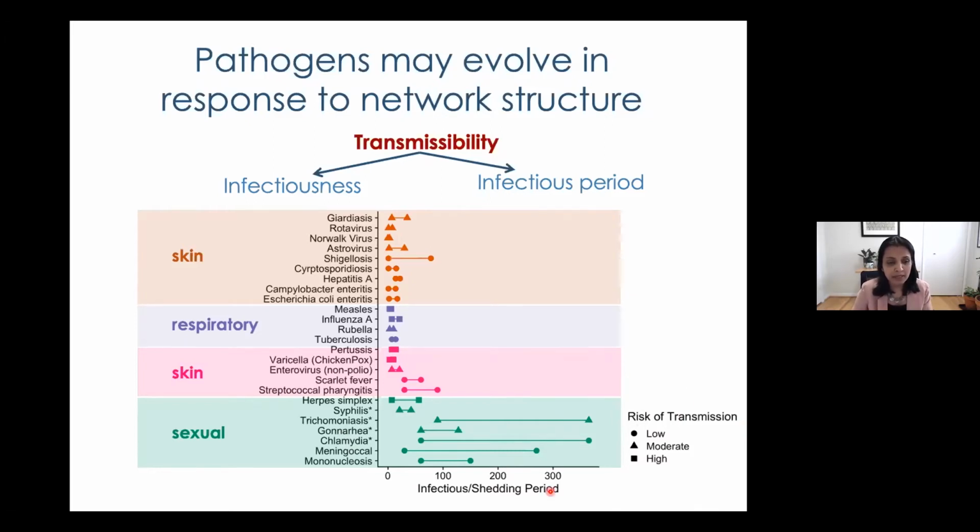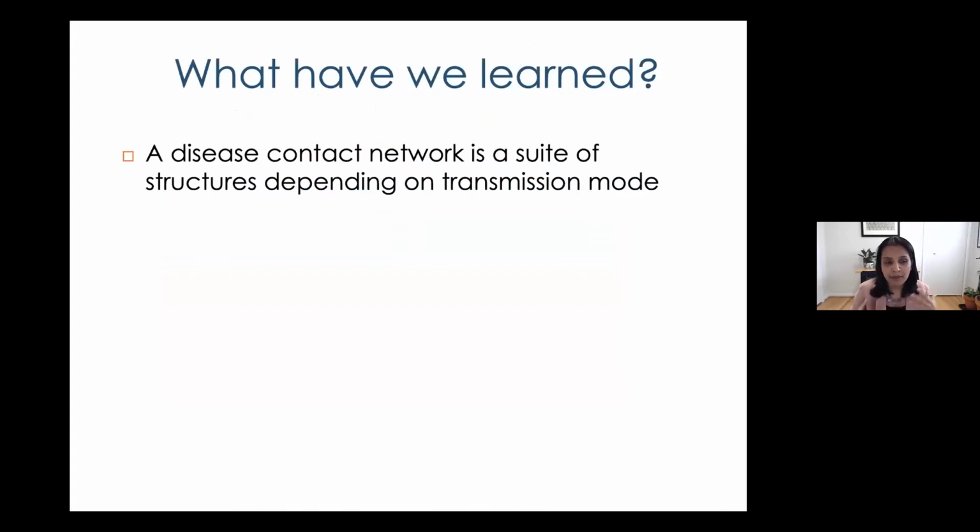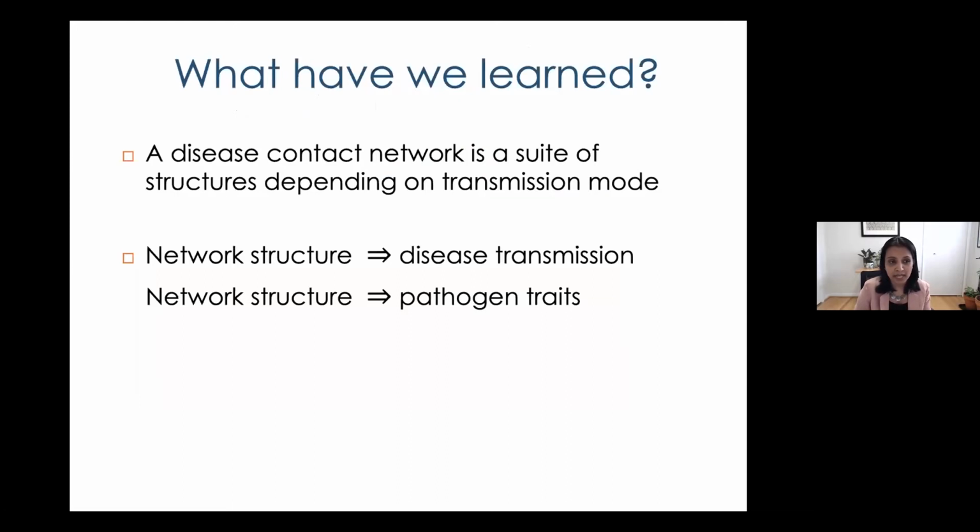So just to summarize quickly, we're hoping this work highlights that a disease contact network isn't just one thing but rather a suite of structures, and really the transmission mode dictates the structure of that network. And I think hopefully with COVID-19, we're going to start thinking about this context a little bit more and really think about how it might affect disease dynamics. The other thing we're hoping to highlight is that network structure, of course, affects transmission of diseases, but it might also very much affect pathogen traits.